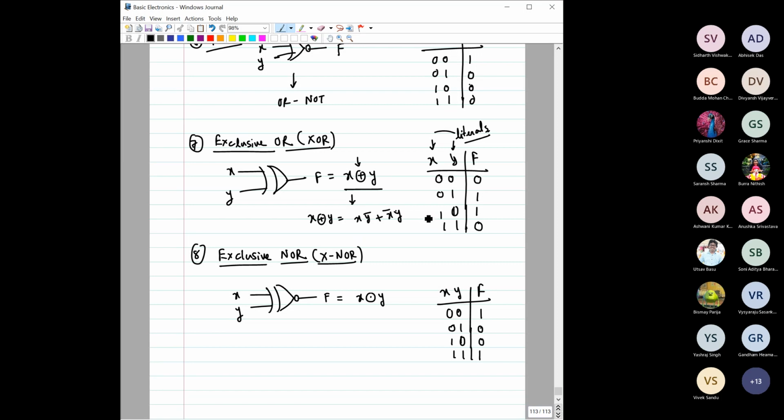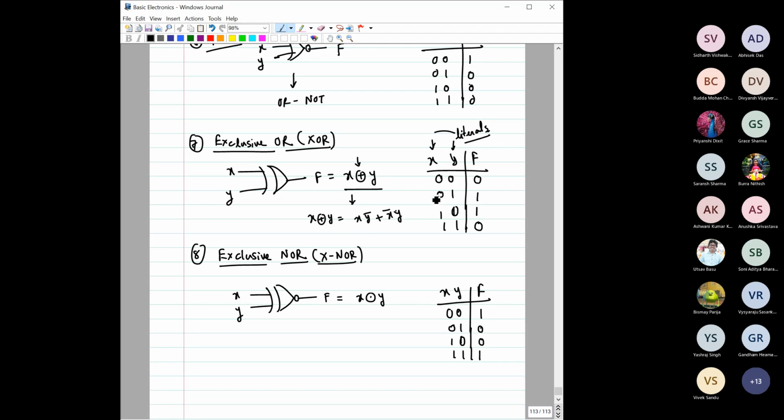Just check it out. When both inputs are different, it means 0, 1. Say x is 0, y is 1. So x is 0, y is 1, right? When x is 0, how do we check it? Say that we are testing whether this x or y is equal to this expression or not. How to check it?